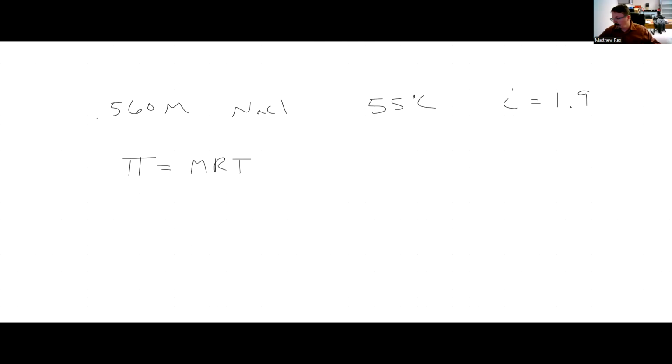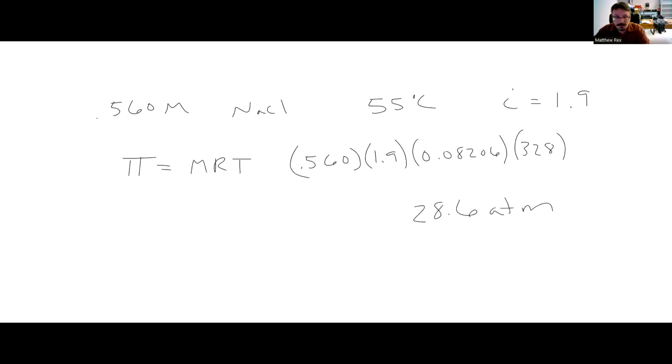Our molarity is 0.56. Yep. So we can just go 0.56 times our i, 1.9, times R, 0.08206, times our temperature in Kelvin, which will be 28.6 atmospheres, which is A.